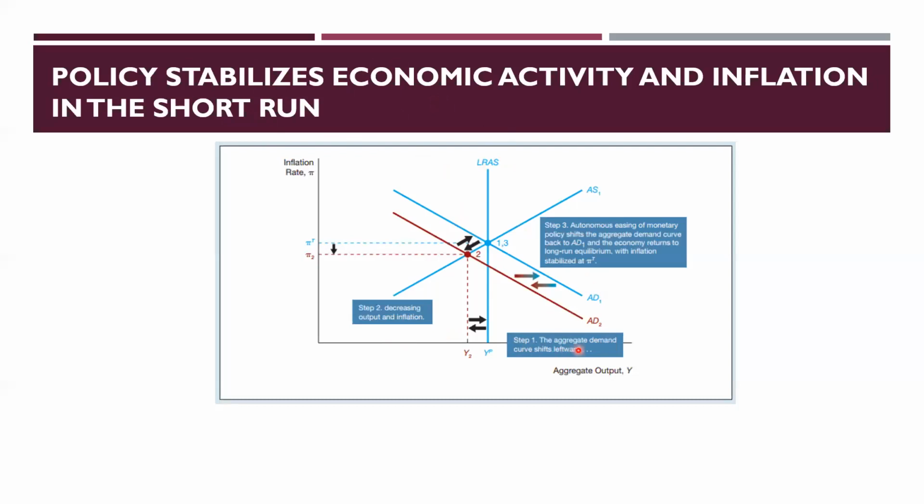First, step number 1, there is an aggregate demand shock, which shifts aggregate demand inwards from AD1 to AD2, establishing a new equilibrium at point number 2, which is below potential output and below targeted inflation. Now, step number 2, output and inflation fall. Step number 3, autonomous easing of monetary policy shifts the aggregate demand curve back to AD1, and the economy returns to long-run equilibrium with inflation stabilized at pi t.